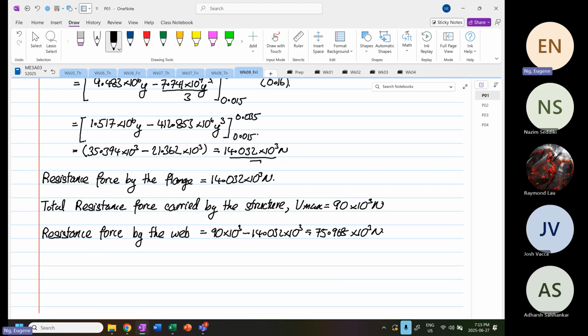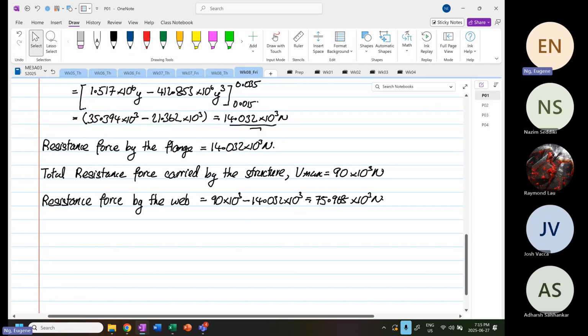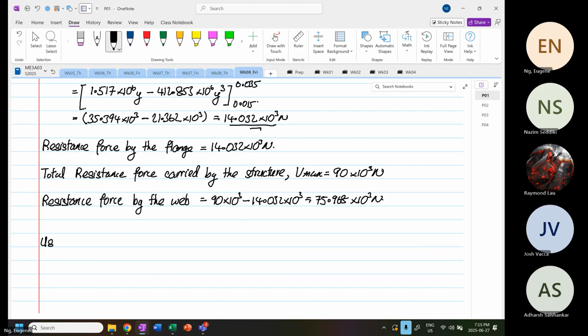Okay, so to see is this true, I'm just going to do it as an exercise. We are now going to find the resistance force taken by the web, where the force is equal to the integral of the shear stress multiplied by dA.